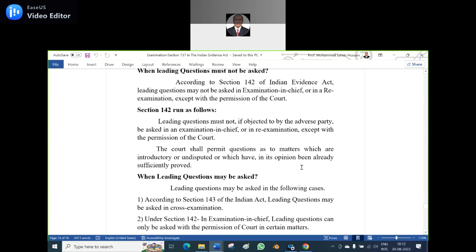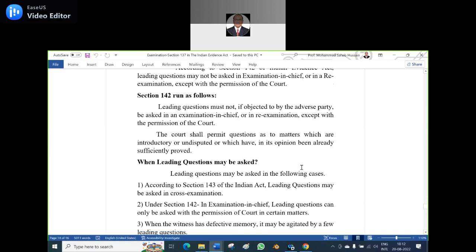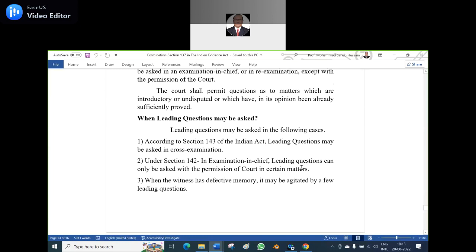So section 142 runs as follows. Leading questions, if objected to by the adverse party, must not be asked in an examination in chief or in re-examination except with the permission of the court. The court shall permit questions as to matters which are introductory or undisputed, or which have, in its opinion, been already sufficiently proved. So when may a leading question be asked? A leading question may be asked in the following cases. According to section 143 of the Indian Evidence Act, a leading question may be asked in cross-examination.